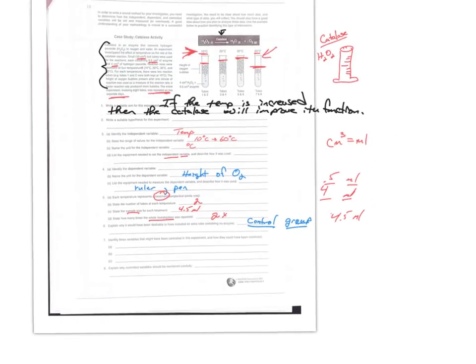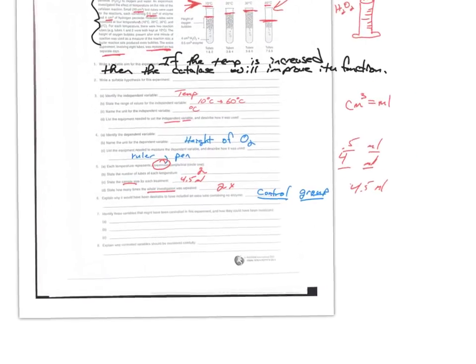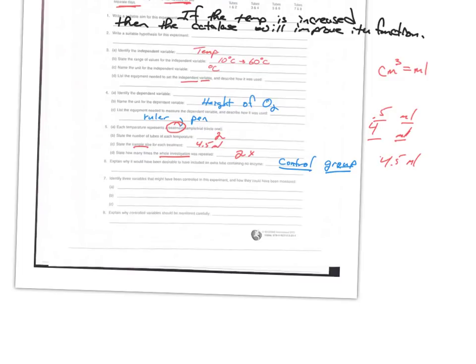Identify 3 variables that might have been controlled in this experiment and how they could have been monitored. All right. So you're changing the temperature. So perhaps the amount of light present, the volume used. Light would be conducting the experiments in the same conditions or same area. The volume, careful measuring.